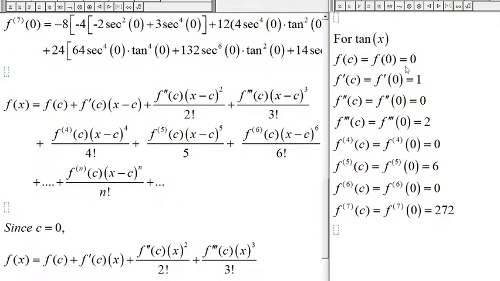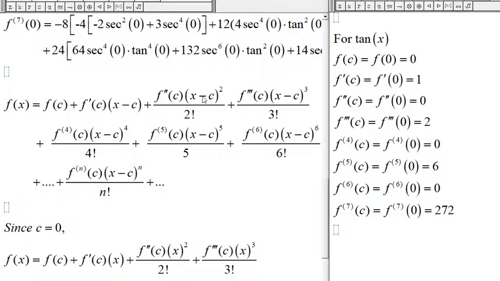And so for tangent of x, this is what we get. The function f of 0 is 0. The second derivative at 0 is 0. The fourth derivative is 0. The sixth derivative is 0. So all the even derivatives evaluated at 0 will be 0. And then the others we get 1, 2, 16, 272.